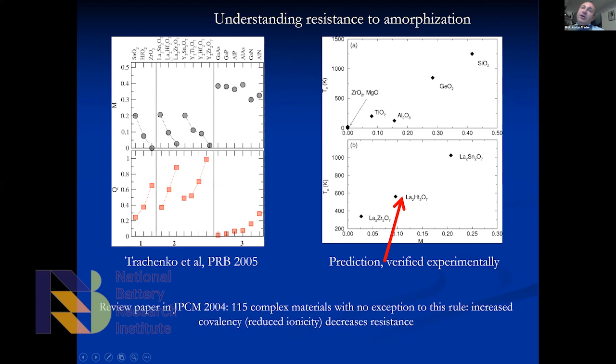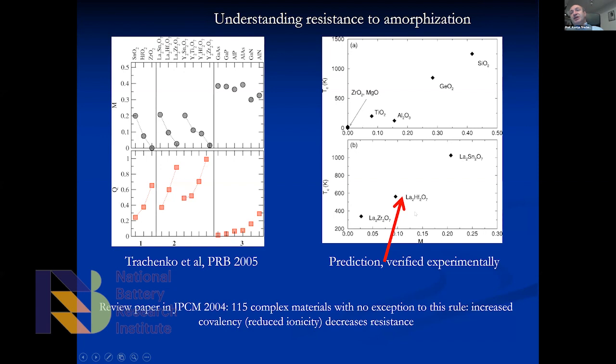And so now if we plot them across different systems of materials, you can see that as resistance becomes larger, covalency goes down and ionicity goes up. Okay, so it's all consistent. And it's not only consistent in binary compounds, but also in ternary as well.